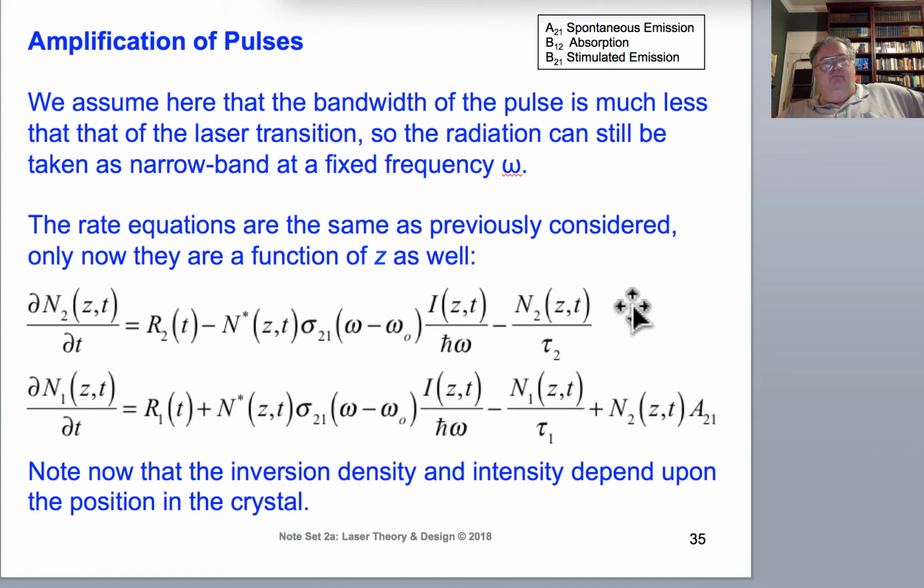Okay, the only real difference, but it's a significant difference, is that our rate equations that we just derived in that last recording are now going to be a function of space and time, as we commented.